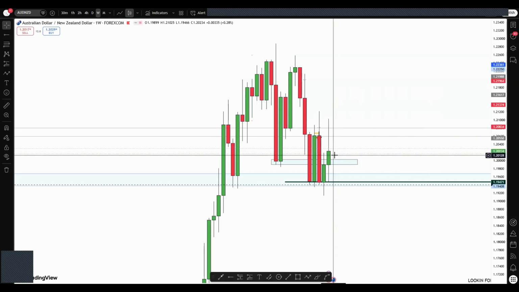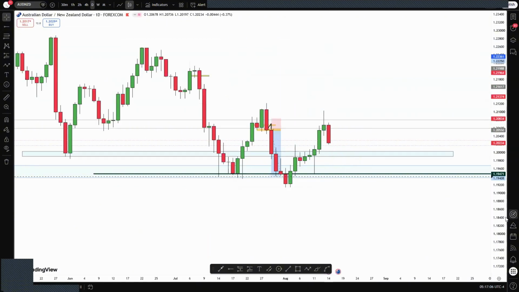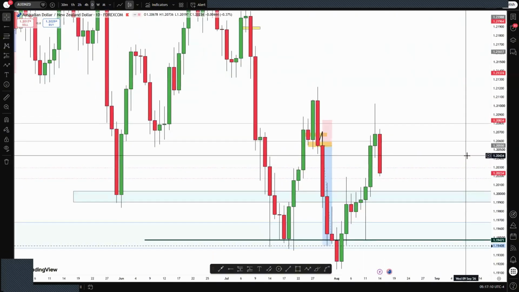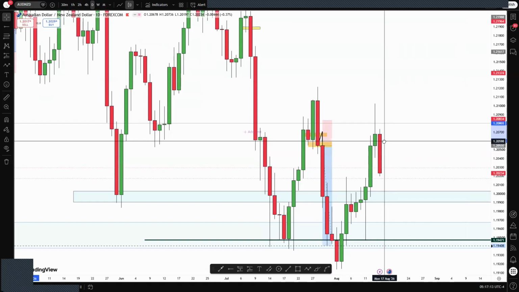So the weekly decision came along. That's a good start. And then going down to the daily time frame, you can also see that price rejected at the OG level here.